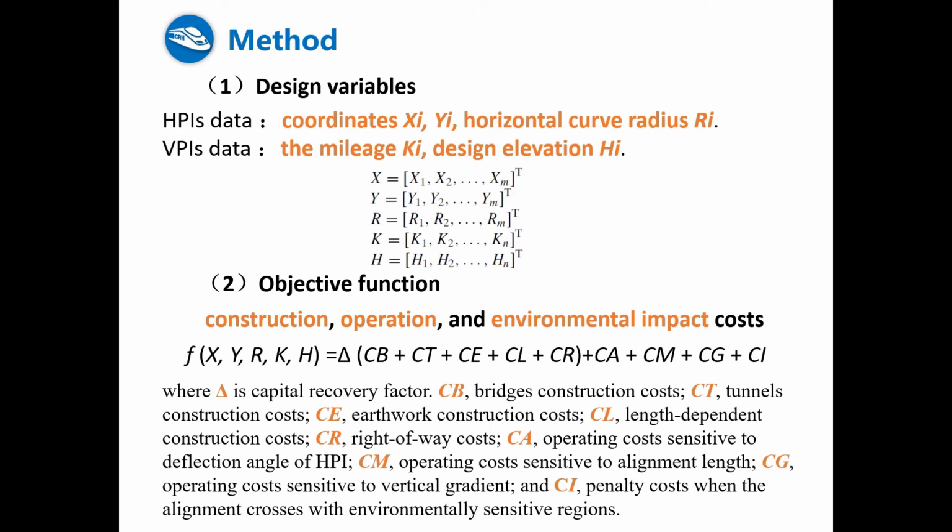The objective function in this study mainly refers to the comprehensive cost of a railway, including the construction cost, operation cost, and the environmental impact cost. The construction cost includes the cost spent on constructing bridges, tunnels, earthwork sections, including the cut and fill sections, and the length dependent cost. This is mainly for building tracks. And lastly, the right of way cost.